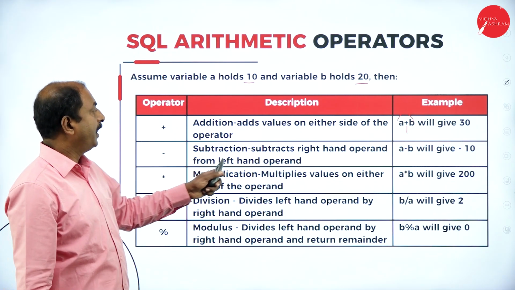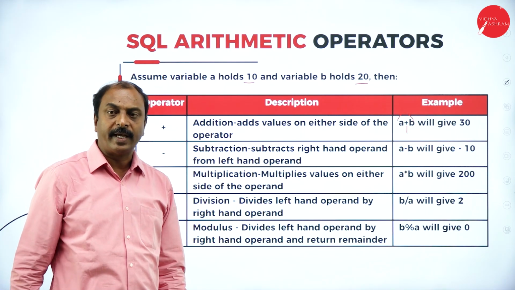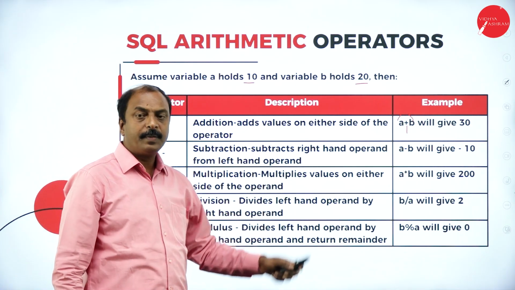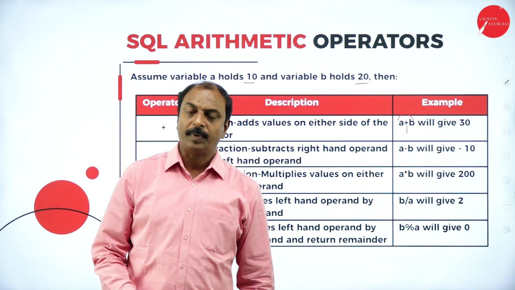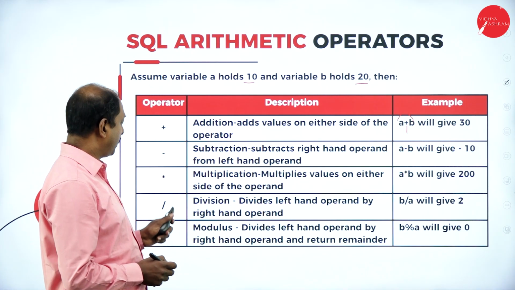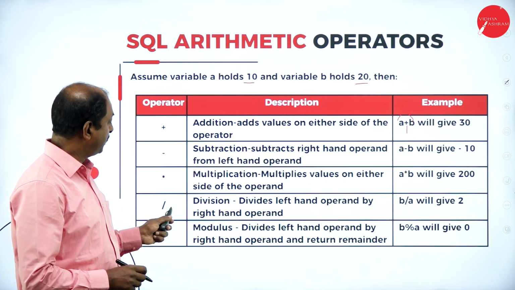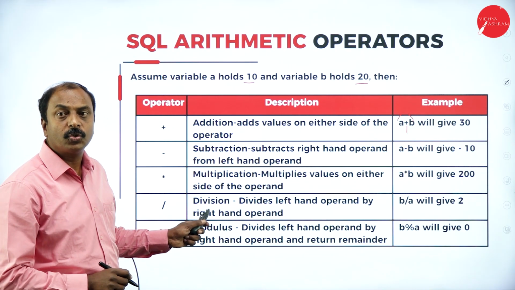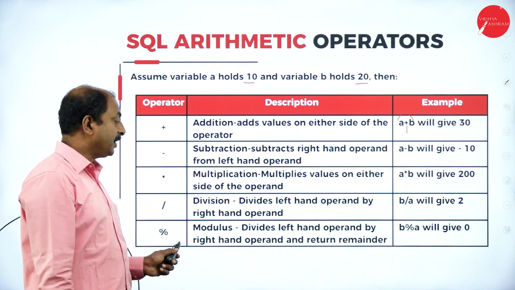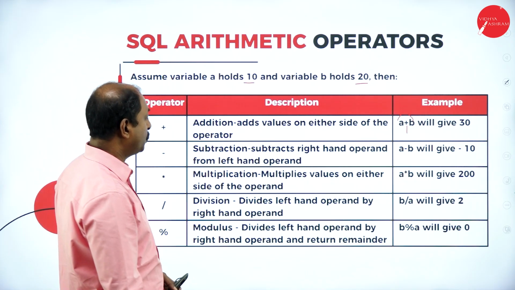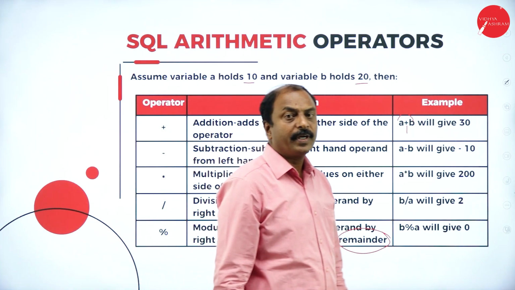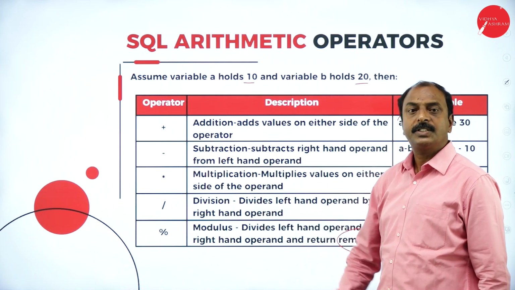And here minus is subtraction. It is going to subtract one operand from the other. And multiplication is going to multiply the values of the two operands on either side of the operator. Next one is division, and here there are two symbols for division. This is the forward slash, used to store the quotient of any division, and this percentage sign, or we say modulus operator, is used to store the remainder of any division. So these are all the different arithmetic operators of SQL.